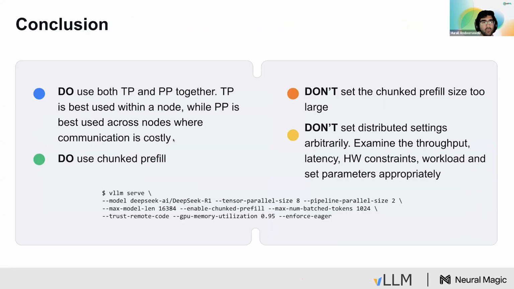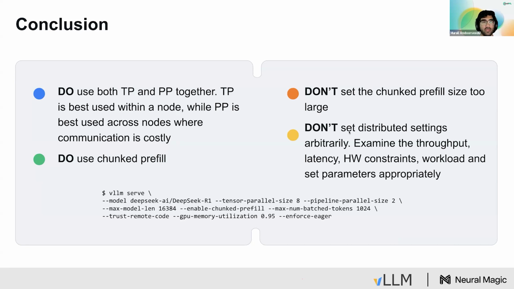Okay, so I'll conclude with a little bit of a summary of some of our discussion topics. We want to basically use TP and PP together in situations where it's applicable, but not keep it as a hard and fast rule. Do some experimentation and figure out what works best for your situation and your workload. You do want to use chunked prefill, especially when it comes to pipeline parallelism, but you don't want to set that chunked prefill size too large, and you want to take advantage of the amortization over multiple batches.